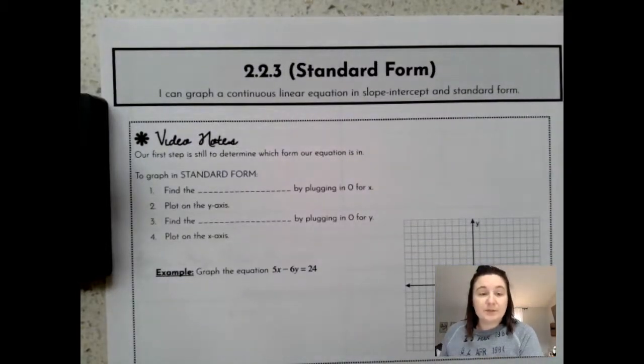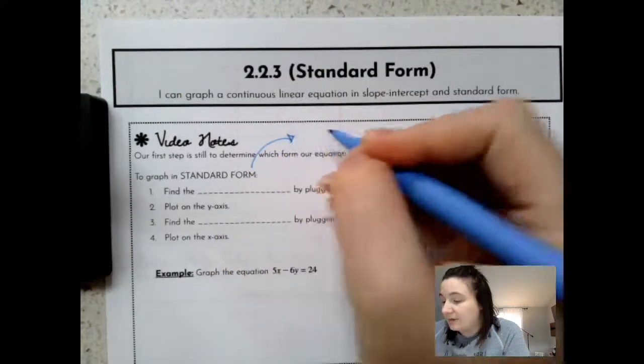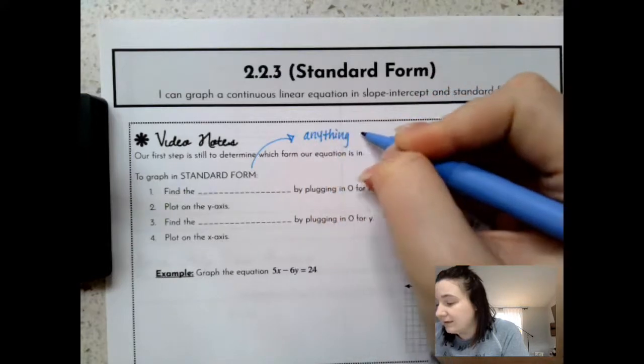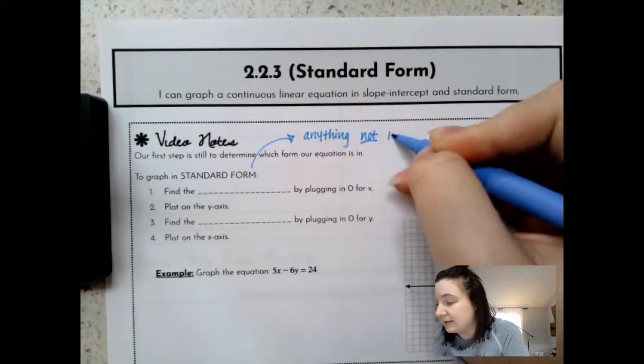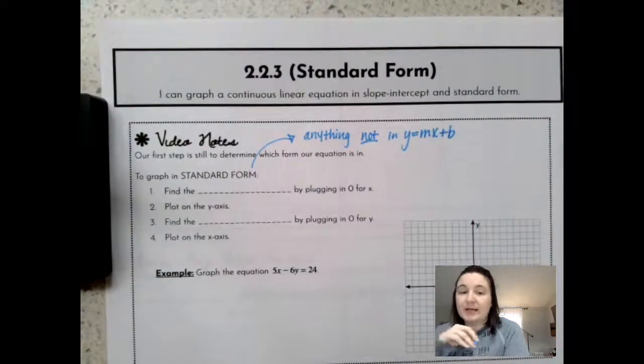So we have a few steps to graph in standard form. And so when we have y equals mx plus b, we have that begin with b, move with m method. But in standard form or in any other form, so I kind of want to make a note to myself that this is for anything that's not in y equals mx plus b. So anything else.